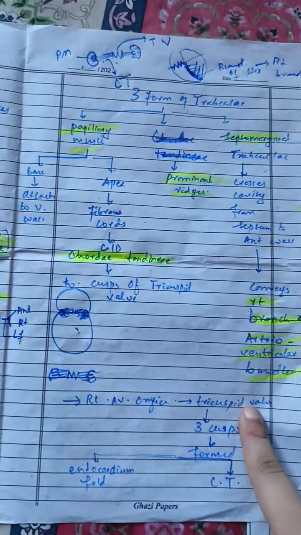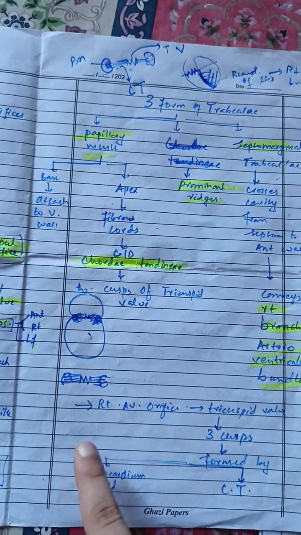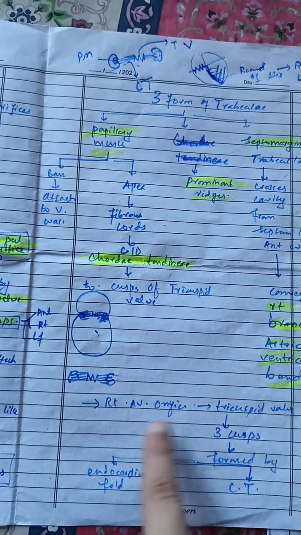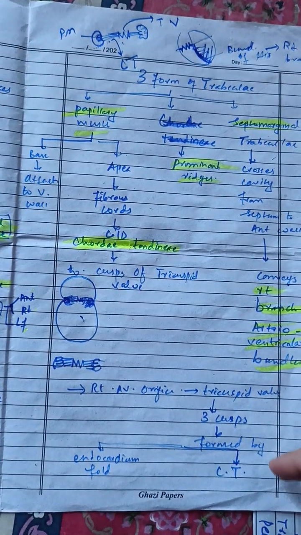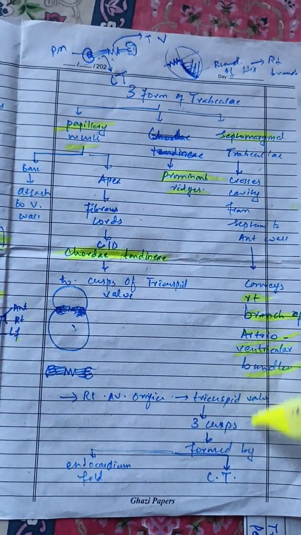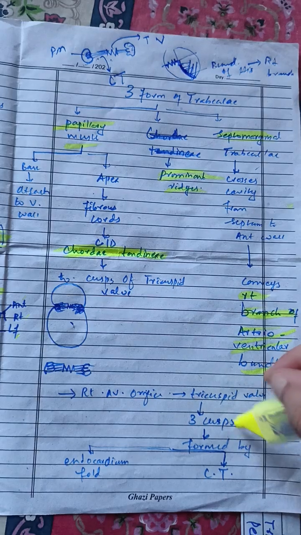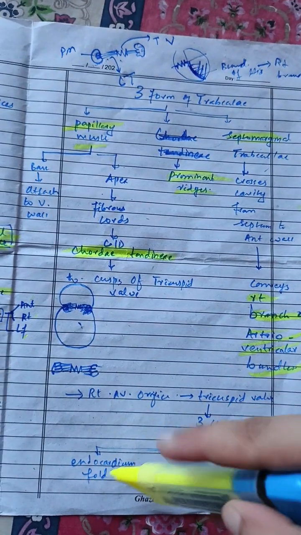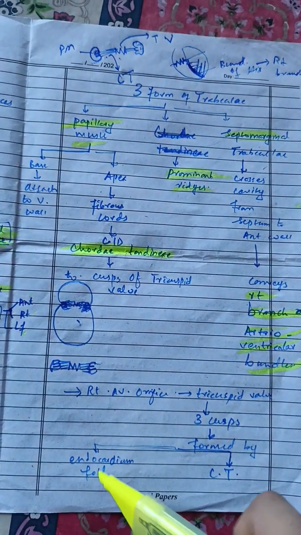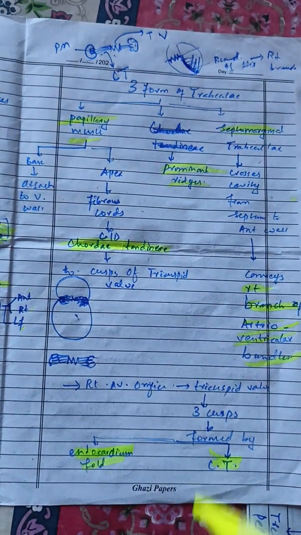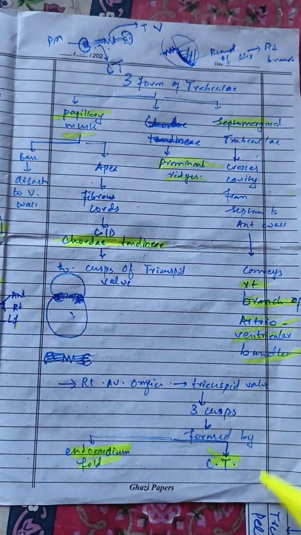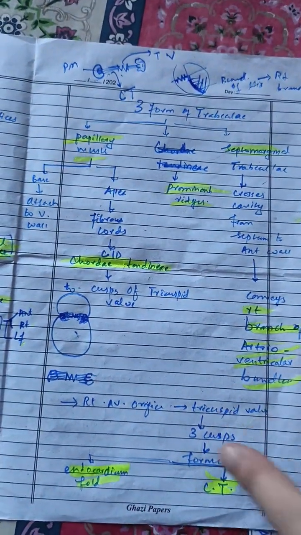The right ventricle also has the right atrioventricular orifice, called the tricuspid valve. We have already discussed the tricuspid valve, but the cusps of the tricuspid valve are made from endocardial folds and connective tissue. The inner layer of the heart folds and forms the cusps of the tricuspid valve, as well as some connective tissue forming these cusps.